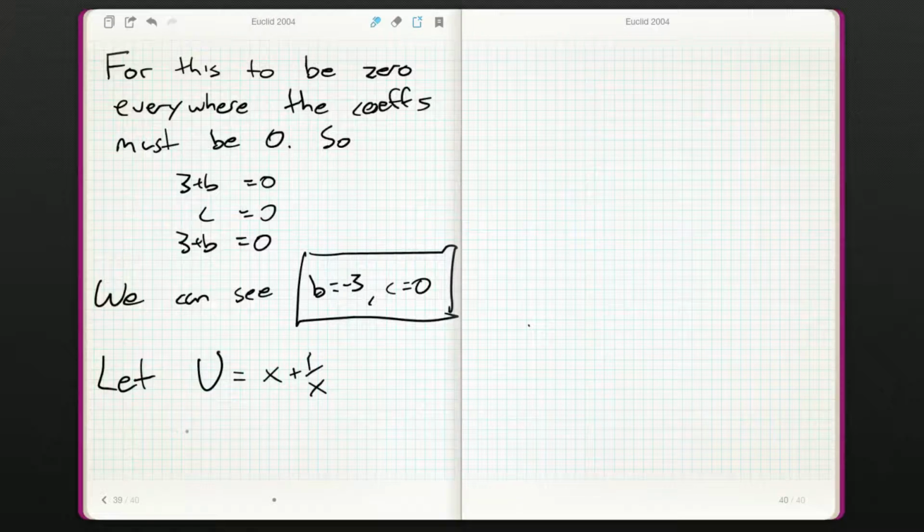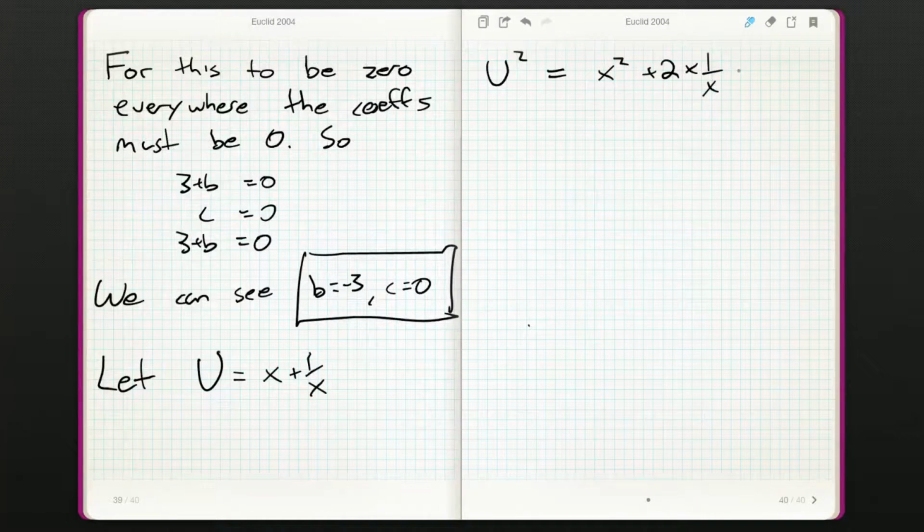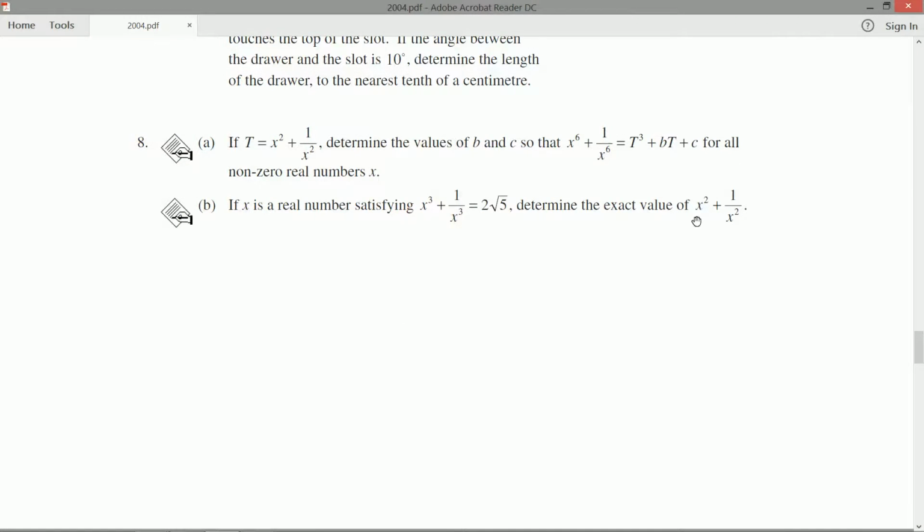Now this is a very interesting little fella here, because, for example, u squared is going to be x squared plus 2 times x times 1 over x plus 1 over x squared. These guys are going to cancel out, and we're going to get 2. So u squared minus 2 is the value we want to calculate.